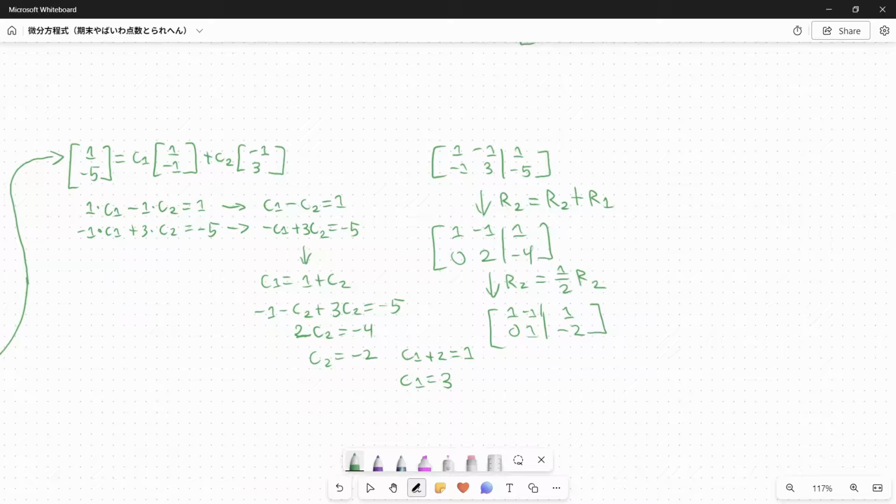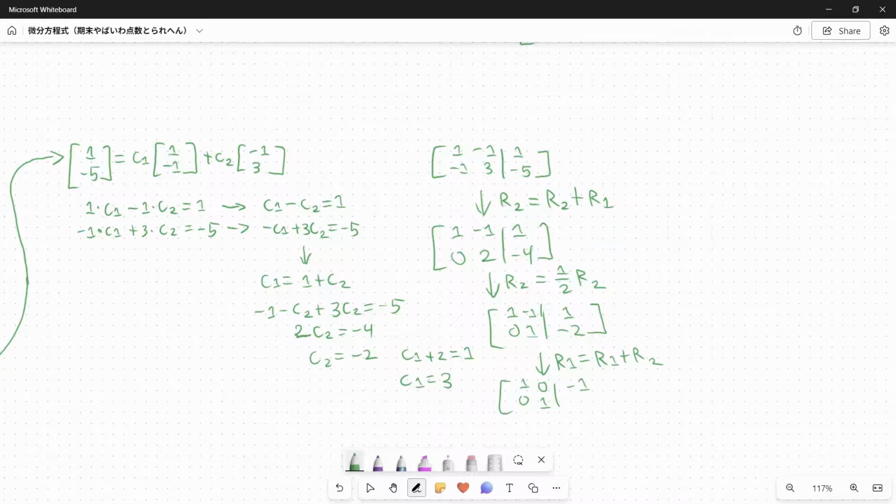Then we can complete this row reduction by saying that r sub 1 is finally going to be equal to r sub 1 plus r sub 2, which is going to give us a matrix of 1, 0, 0, 1, bar, negative 1 and negative 2.